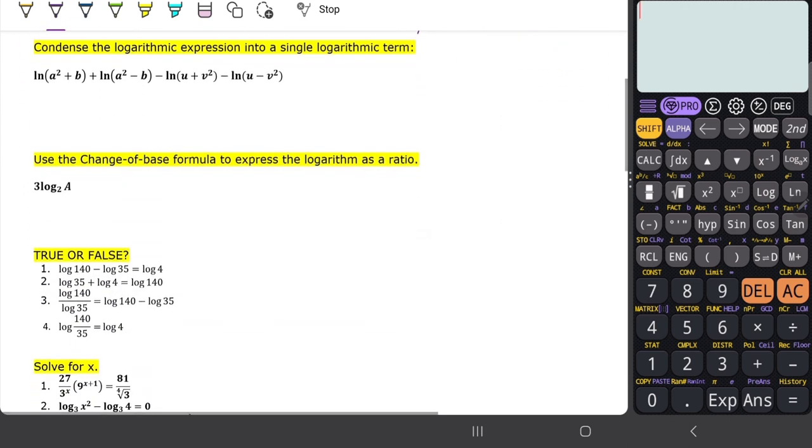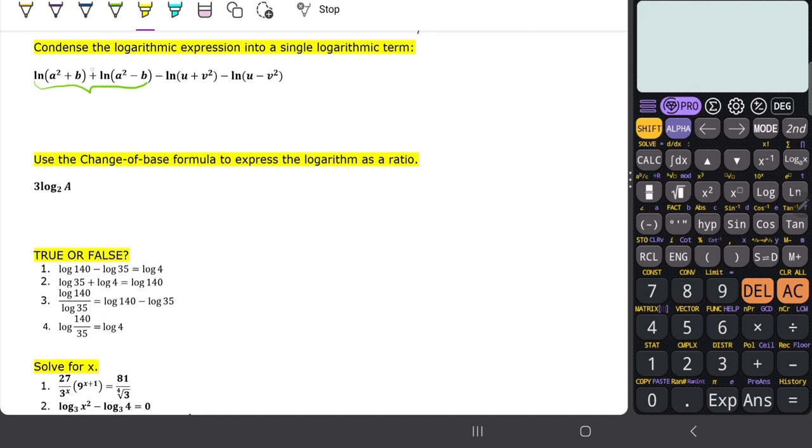Okay, next problem set. Condense the logarithmic expression into a single logarithmic term. So kabaliktaran naman ng ginawa natin kanina. So we have here several terms. And what we want is to combine these terms such that magkakaroon tayo ng isang single term. Okay? So let's consider the first two terms. Kasi sila yung magkamukha. No?